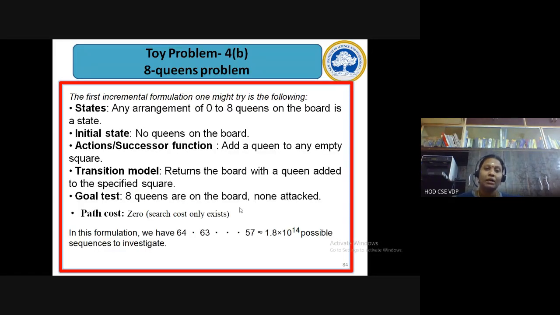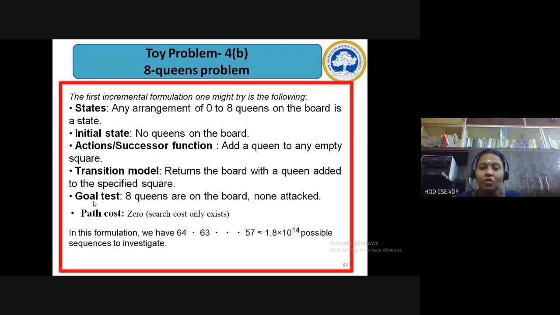Now coming to our AI components as far as this n queens problem is concerned. So what are all the components that we considered? We considered initial state. What is that initial state here? It simply means that you don't have any queens on the board. Final state is what? That is what we call as goal state.